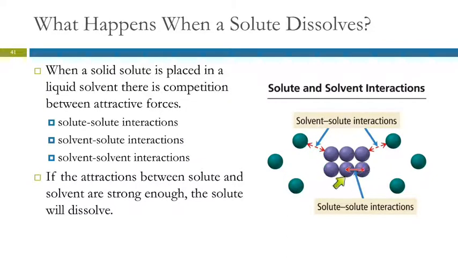If the molecules are attracted to each other and not to the other kind of molecule, they're not going to mix. They just won't. If the attractions between the solute and the solvent are strong enough, then the solute will dissolve. In order for these purple molecules to separate from each other, that attraction, that comfort they feel from their other solute molecules needs to be replaced by an attraction to these other solvent molecules.